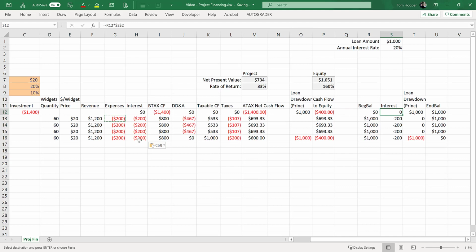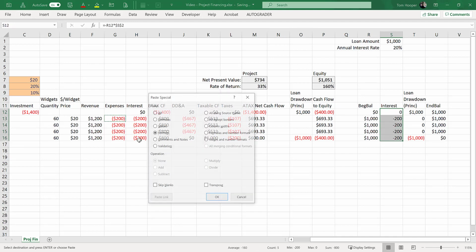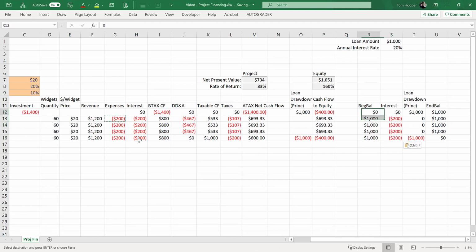I'll go ahead and get these while I'm at it. Paste formats. So now our interest is looking at our loan table over here, and then our loan drawdown needs to do the same. So I'm going to say equal this, copy, paste. And now we have a loan table that allows us to change the loan amount and the interest rate.